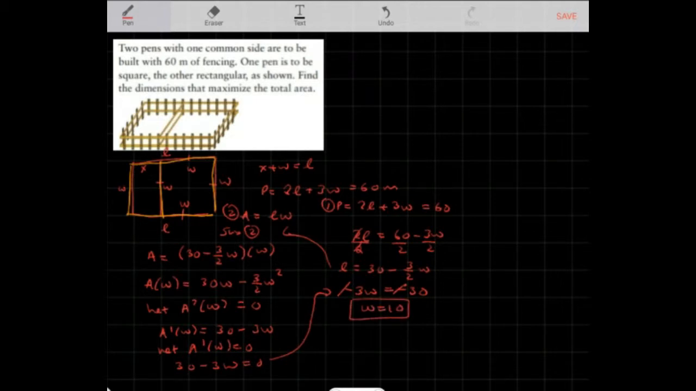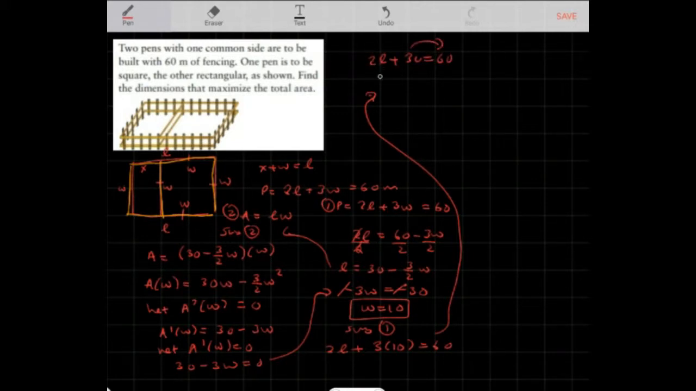So if w is equal to 10, this is the width that makes the maximum area, and we also need to figure out the length. In order to do that, I'm going to substitute this into equation 1 to solve for length. This gives me 2 times the length plus 3 times 10 is equal to 60, so 2 times the length plus 30 is equal to 60. I'm going to move the 30 to the other side, so 2 times the length is equal to 30. L is equal to 15. So in this case, we have a length of 15 meters and a width of 10 meters.